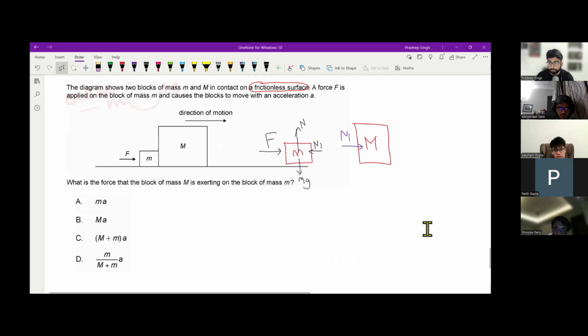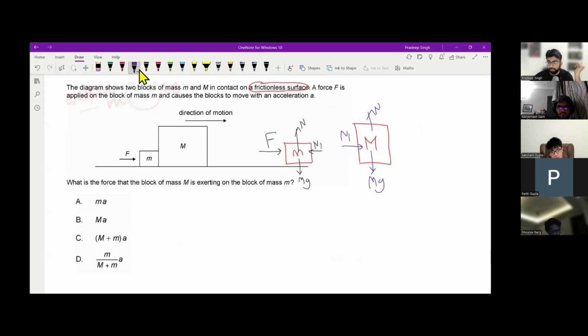So okay, Shaurya, tell me the forces acting on capital M. The weight is acting downwards and the normal reaction is upward. Fine. So in this question, Shaurya, the normal reaction and the weight will balance out, so we can just ignore it. Anyways, they are balancing out. So what do we do now?